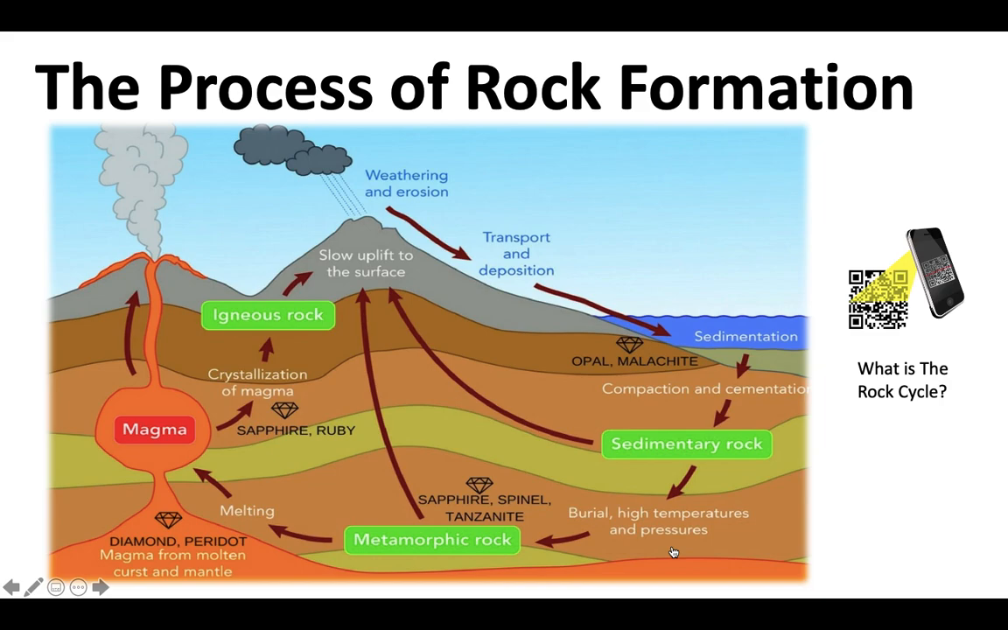So that is because of the movement of the plate. Okay, the plate tectonics theory we call it. Alright, so that's all for 9.2.